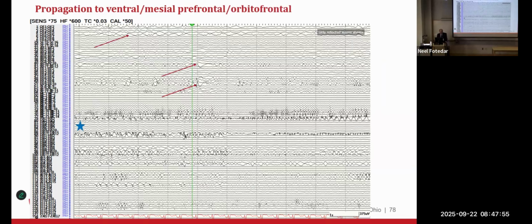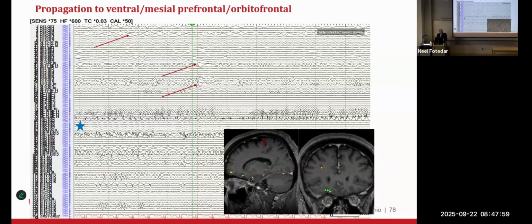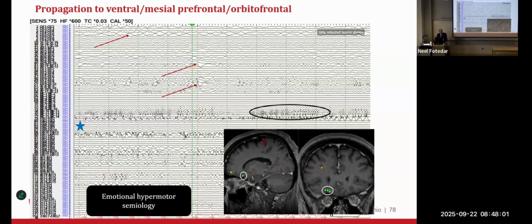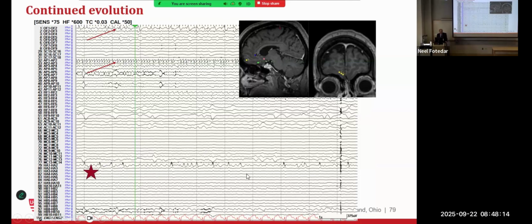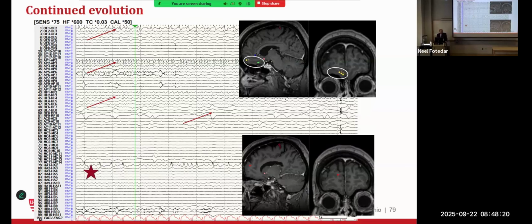And then quite late, it invaded the frontal lobe, the mesial frontal, the orbitofrontal. And that's when she developed hypermotor behavior. So the seizure was starting inside the hippocampus, and we were quite surprised by that. And then you can see here towards the end, you have this rhythmical activity in the frontal lobe, but this set of repetitive spikes with high frequency activity continues in the hippocampus. It looks like lateralized periodic discharges as the seizure is ending.